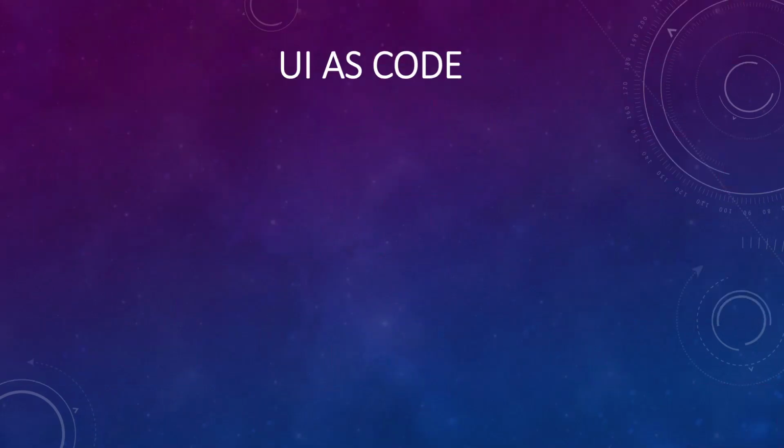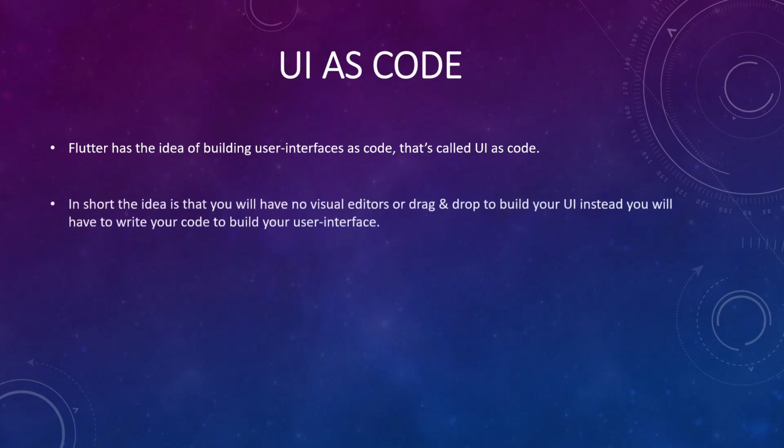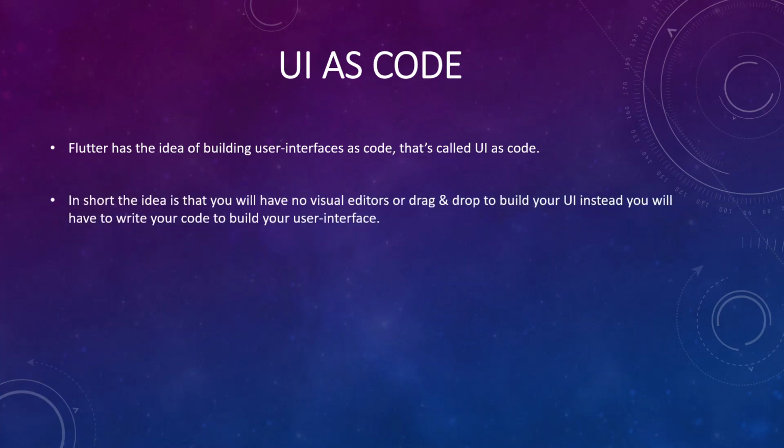Our next point is UI as code, user interface. Flutter has the idea of building user interfaces in code. That's called UI as code. Let me give you an example. If you are an Android developer, then you might be aware that in Android Studio you have drag and drop options for building apps for Android. But in Flutter there are no visual editors or drag and drop options. You will have to write code for every UI you want to build.